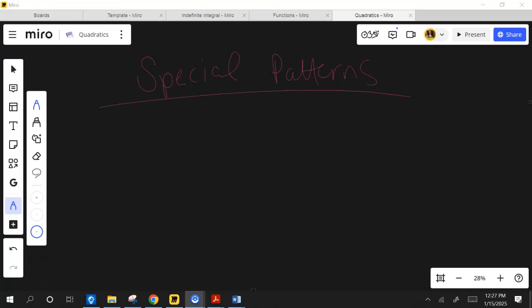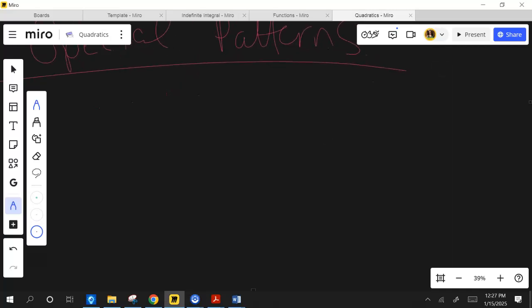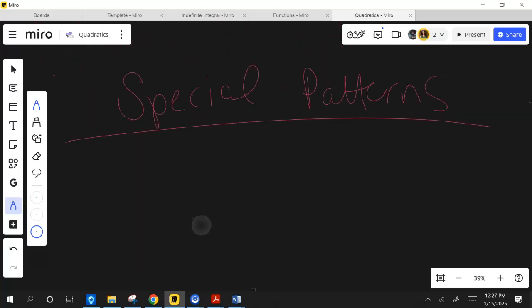All right. Two special patterns. These are what I call shortcuts.